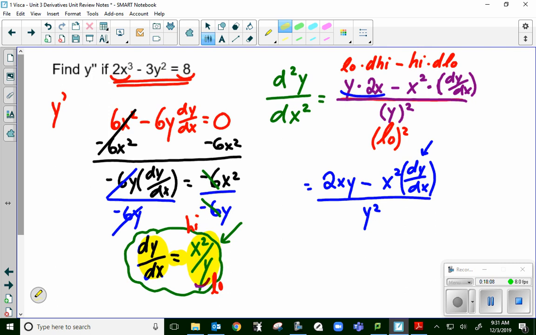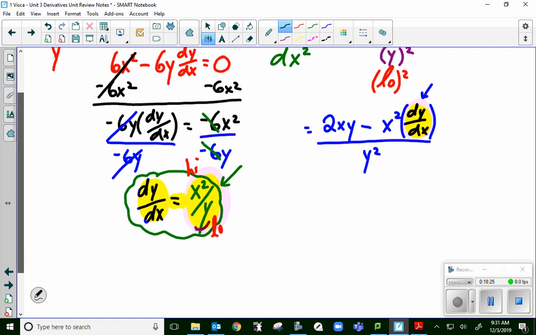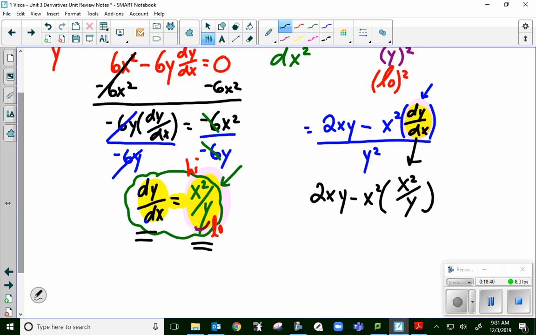So wherever there's a dy dx, I'm going to substitute x squared over y. That's going to go in right here. So let me rewrite that. Okay, so I've got 2xy minus x squared, and substituting in for dy dx is its equivalent fraction, x squared over y, because x squared over y is the first derivative. And right here, you need the first derivative. It's telling you, okay, all over y squared. All right, that is the second derivative.